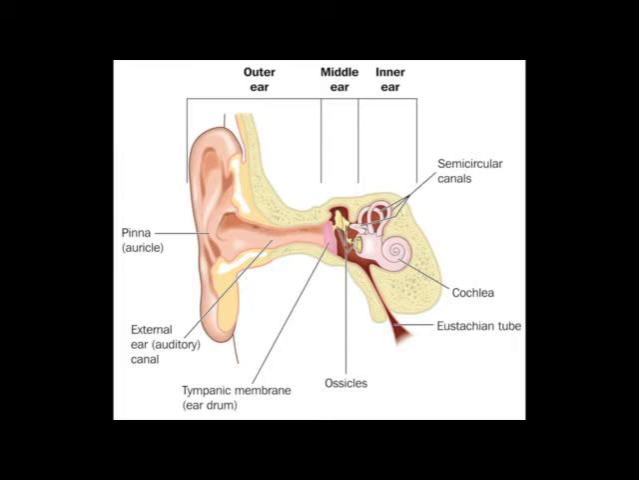The semicircular canals are for balance. They're filled with fluid that can move as your body moves to tell your brain if you're off center.